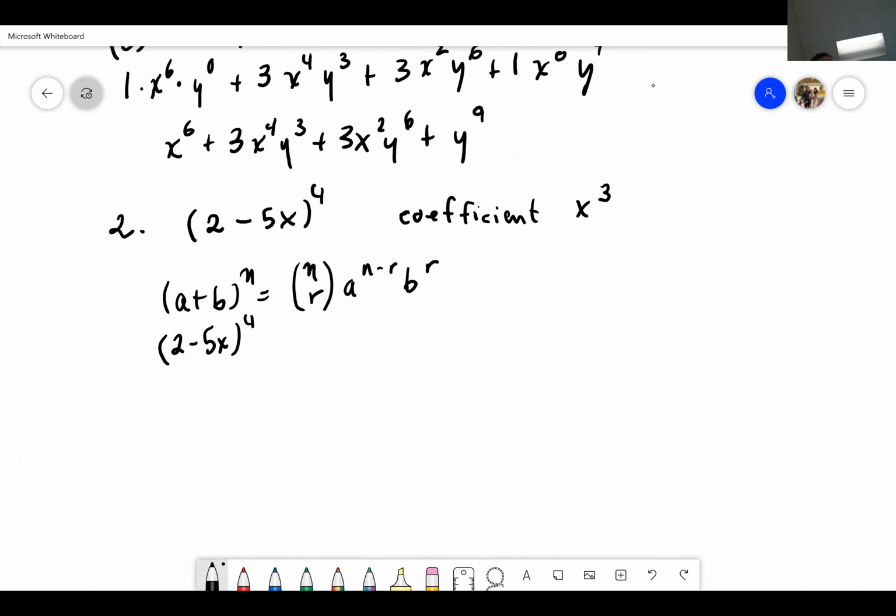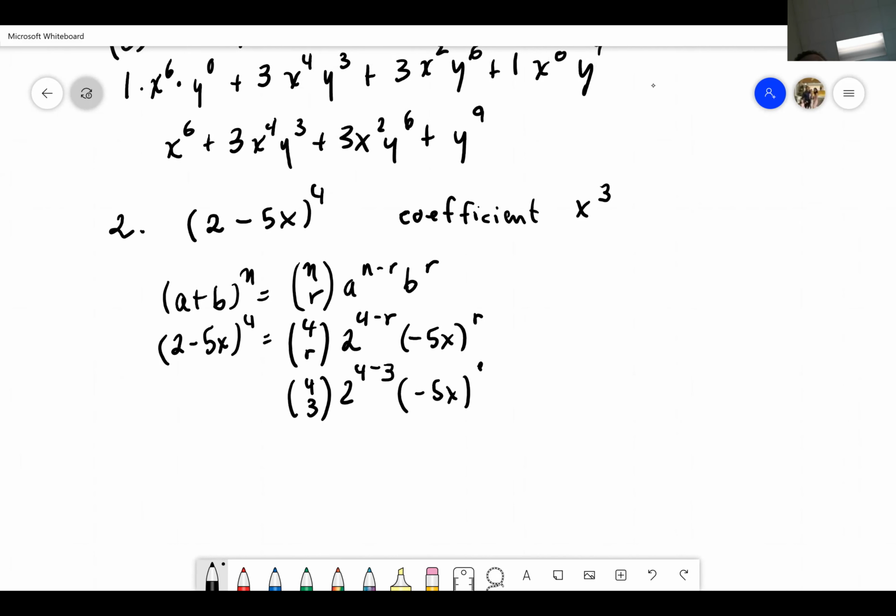So I just write it out, and I write 4Cr, and then we write 2 to the 4 minus r, and then we write negative 5x to the r. And you could tell if you substitute a 3 in there, you're going to end up with the third power that you want, right? So it's 4C3, 2 to the 4 minus 3, negative 5x to the third. And let me write that nicely, right? So we got that. Now what's 4C3? Now you could use your calculator, okay? You could do it by hand, which is what I'm going to do here.